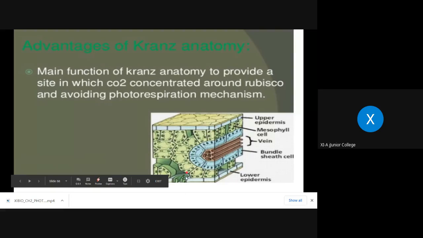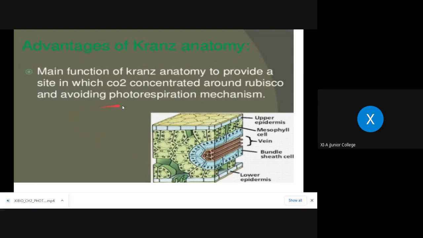So the main function of Kranz anatomy, you remember, is to provide a site in which the concentration of CO2 around Rubisco is more, and it avoids photorespiration. Now this is the diagram which is shown in your textbook.